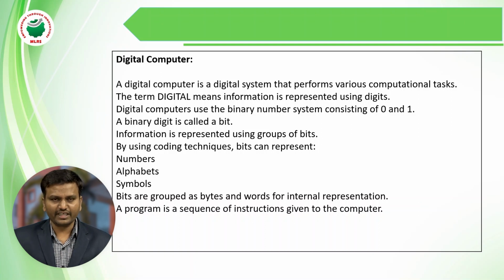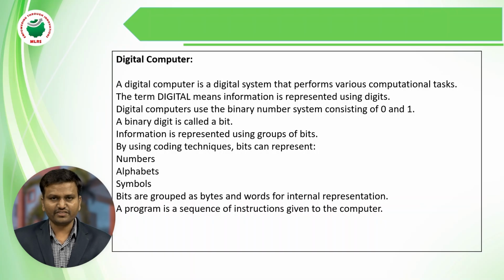By using coding techniques, bits can represent three types: numbers, alphabets and symbols. The code is divided into three parts: numbers, alphabets and symbols. Bits are grouped as bytes and words for internal representation. The information is stored as zeros and ones, like codes. This content is transferred to the CPU, and we get the output.